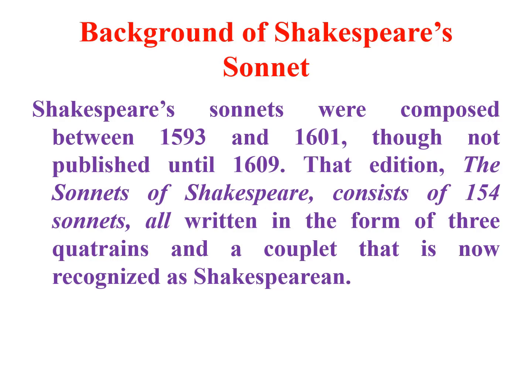First of all, we would like to discuss the background of the Shakespearean sonnet. Shakespeare's sonnets were composed between 1593 and 1601. He started writing sonnets in 1593, completed them in 1601, and published them in 1609. How many sonnets has he written? 154 sonnets. And more interestingly, all are written in the form of three quatrains and a couplet that is now recognized as the Shakespearean sonnet.